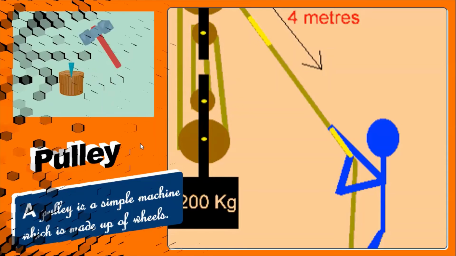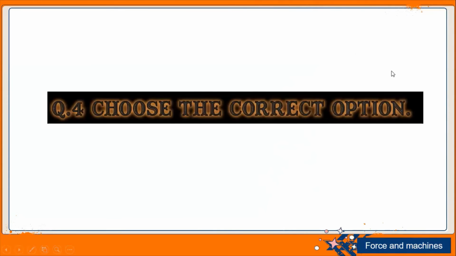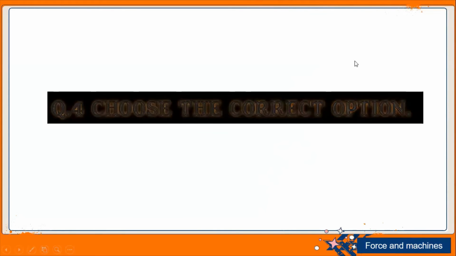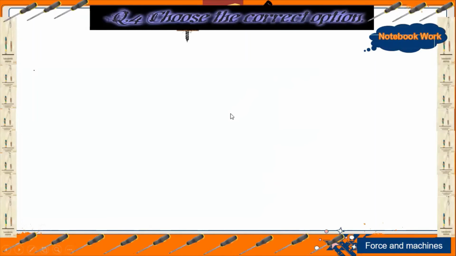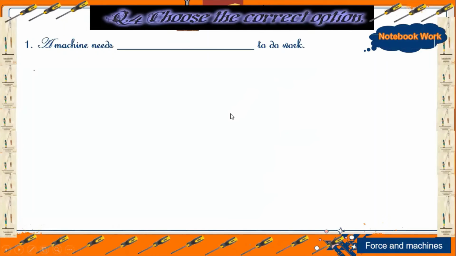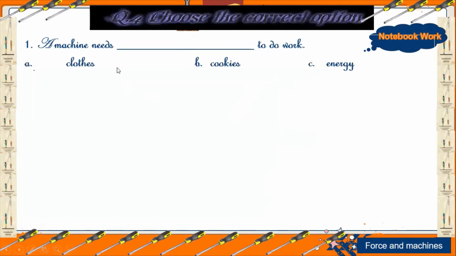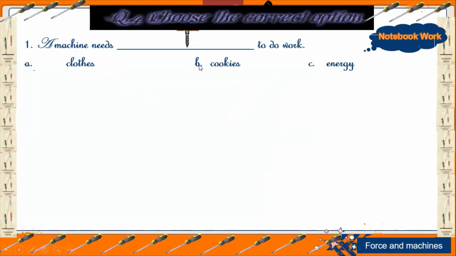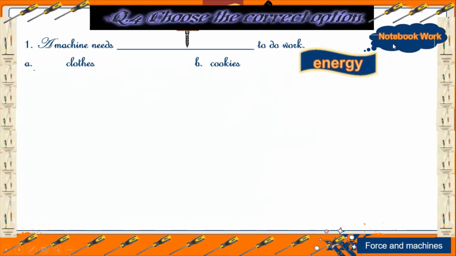Now we come to today's work, students. Today's work is choose the correct option. It is notebook work and it's question number 4. So students, start writing with me, so it will be helpful for you to complete the work in no time. 1. A machine needs dash to do work. Options are clothes, peace, energy. Yes, a machine needs energy to do work.